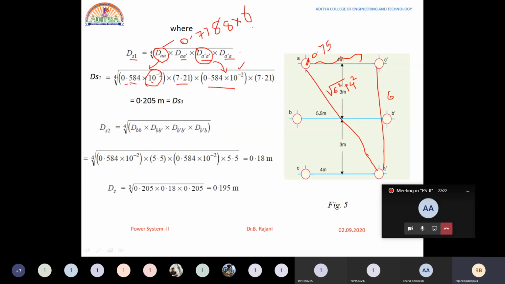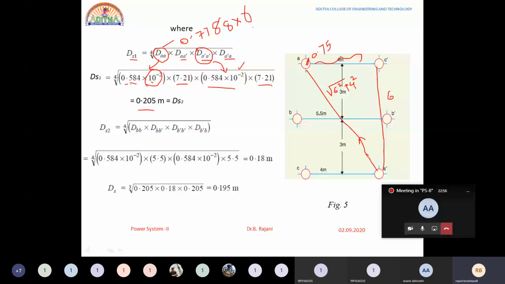Next one is A dash to A. What is the distance from A dash to A in this direction? This distance is 6 and this distance is 4 meters. Under root 6 square plus 4 square gives you the value 7.21. So obviously we will get Ds1 equals 0.205 meters. This is the self GMD of the first conductor, that is for conductor A.